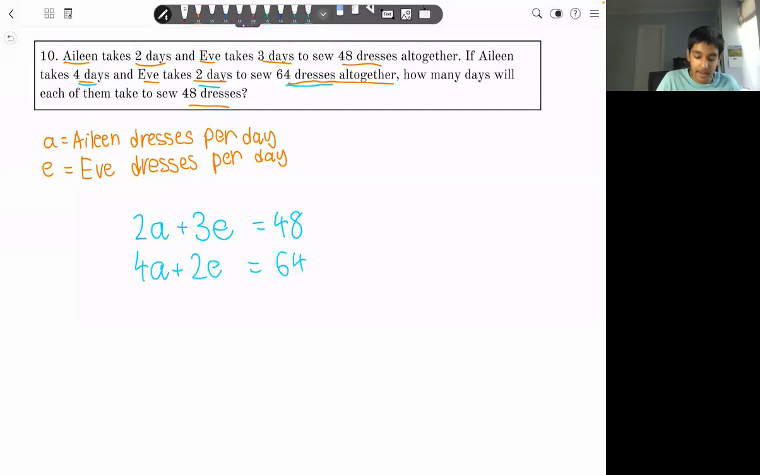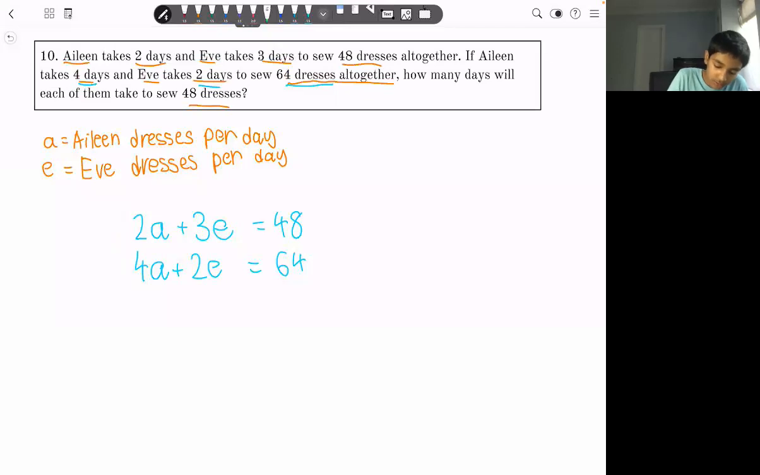We're asked to find how many days each of them takes to sew 48 dresses. So now we have a 2-variable system of equations, and we can just solve it. We can solve it in 2 ways. I sent you a video a couple weeks ago on a faster way to solve 2-variable equations. If you watched that video, you can use that method. If you haven't watched it, it's okay, we can just use the regular method.